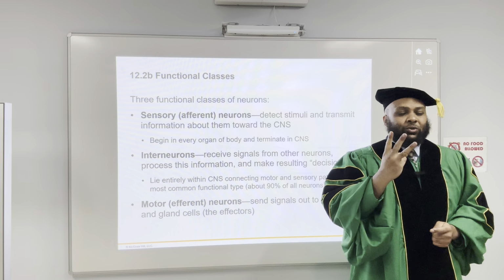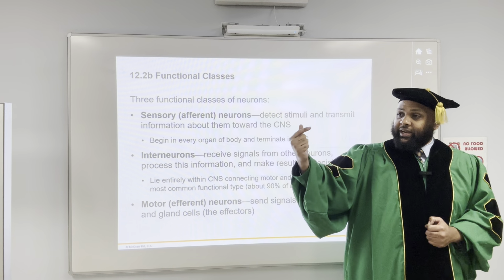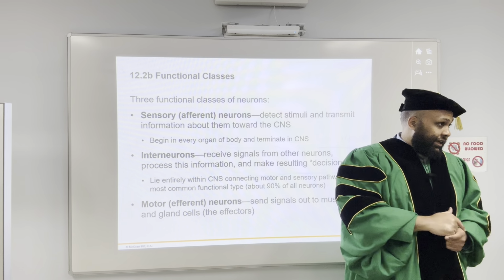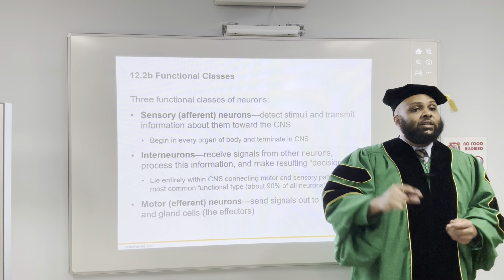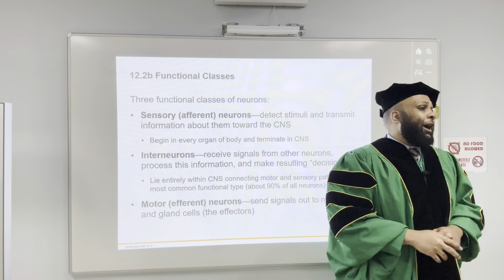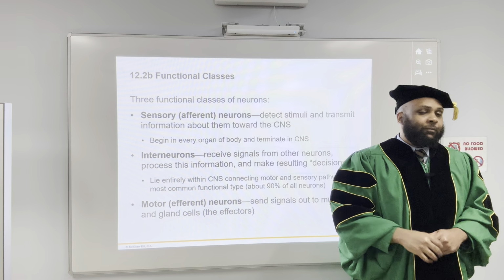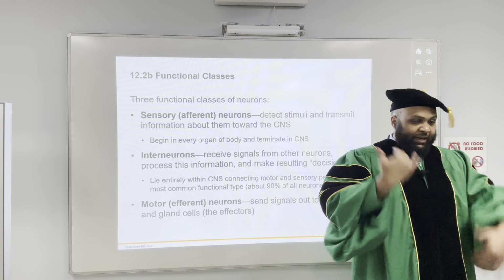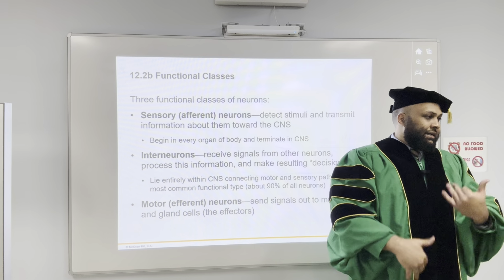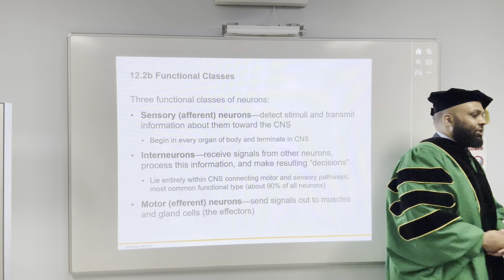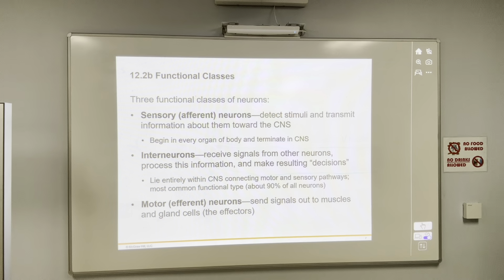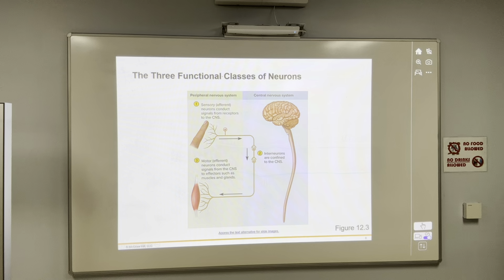So there are three types of neurons. Afferent neurons bring in input, sensory stimulation. Efferent neurons send out output, motor, efferent. And interneurons mediate this conduction and the integration, processing and control. These are the interneurons. They receive signals from other neurons, process the information, and make the resulting decisions. There you go.